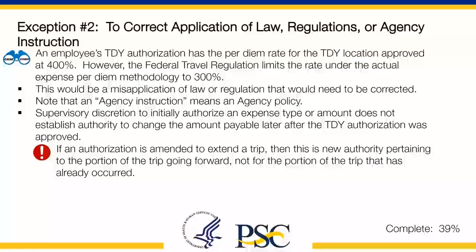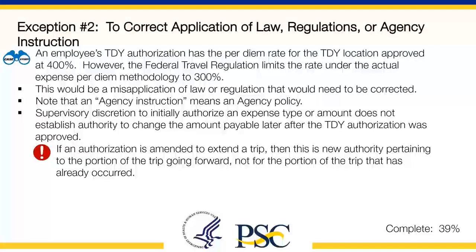An employee's TDY authorization has the per diem rate for the TDY location approved at 400%. However, the Federal Travel Regulation limits the rate under the actual expense per diem methodology to 300%. This would be a misapplication of law or regulation that would need to be corrected. Note that an agency instruction means an agency policy. Supervisory discretion to initially authorize an expense type or amount does not establish authority to change the amount payable later after the TDY authorization was approved.